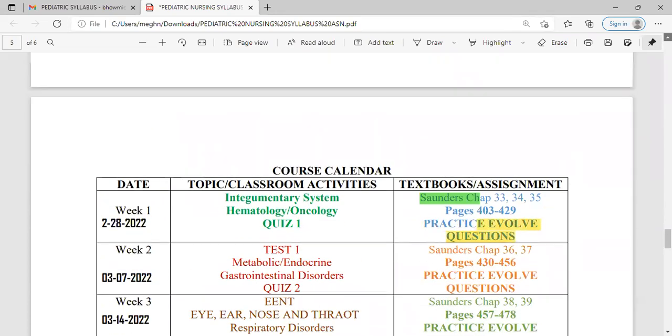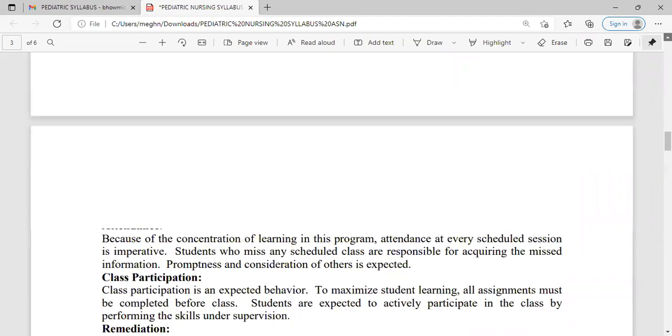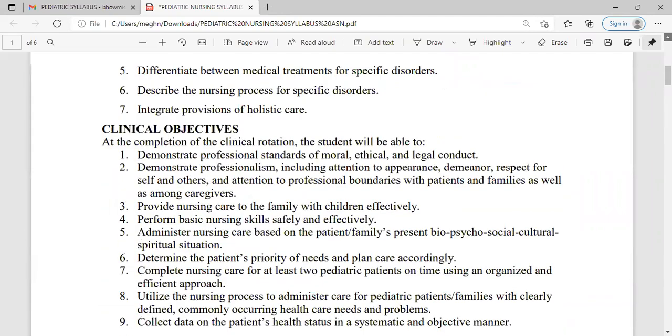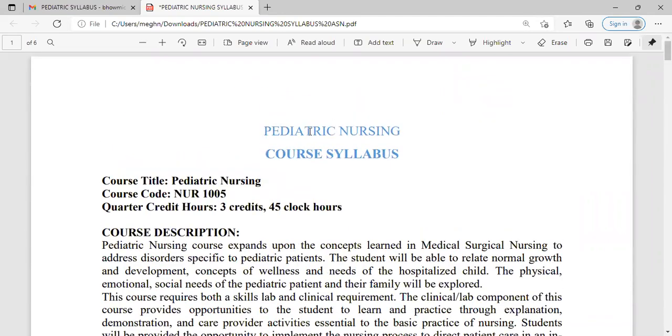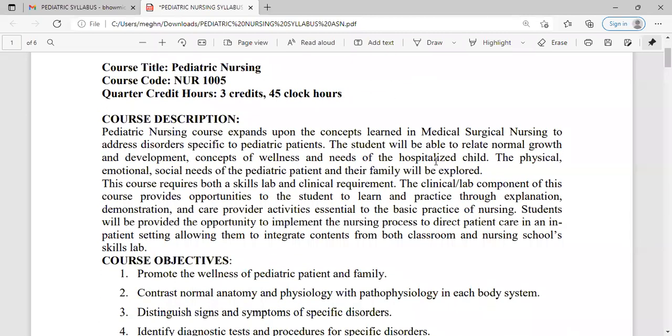Or course calendar. Now let me go to the syllabus. So pediatrics nursing, course syllabus. The course code is NUR 1005.